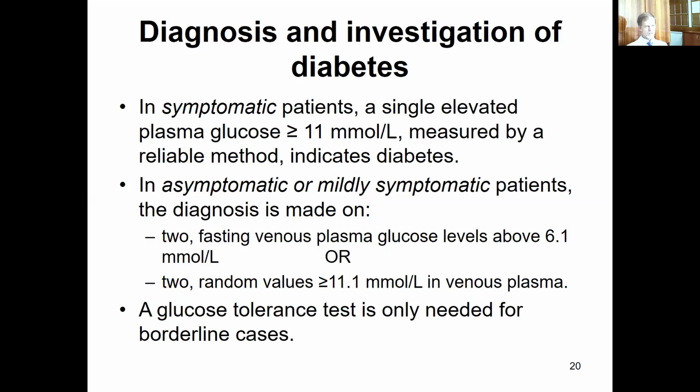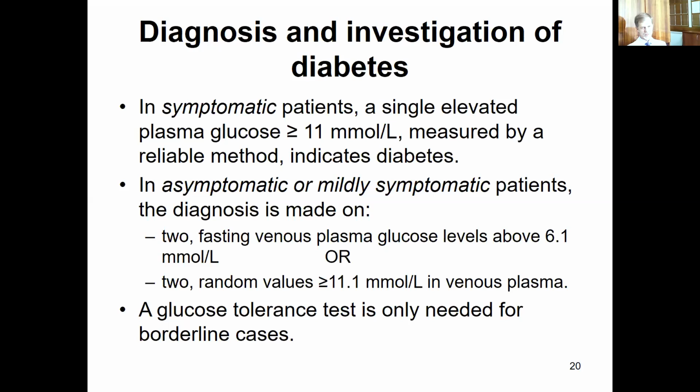In this case, you ask your patient, please go to the laboratory and measure sugar level at least twice in the morning. And if two fasting readings are more than 6.1, this is diabetes. Or if two random values are more than 11 millimoles per liter, this is diabetes. Again, if you have a patient with all signs of diabetes and one reading more than 11, okay, this is diabetes.